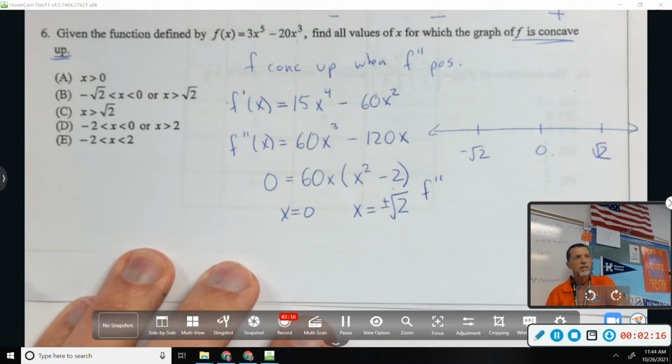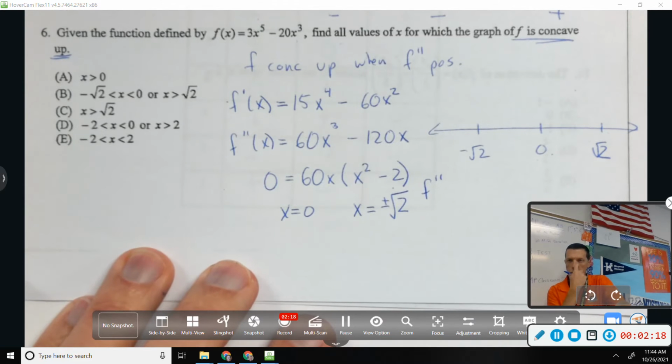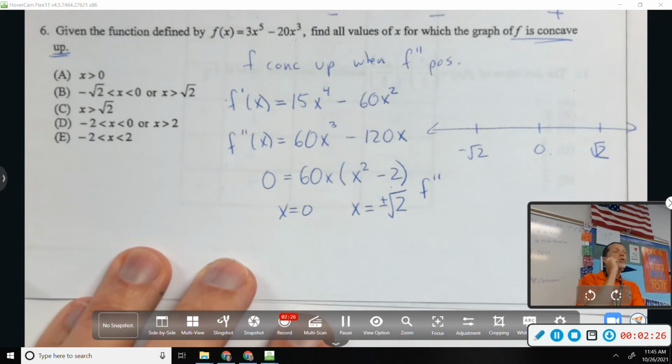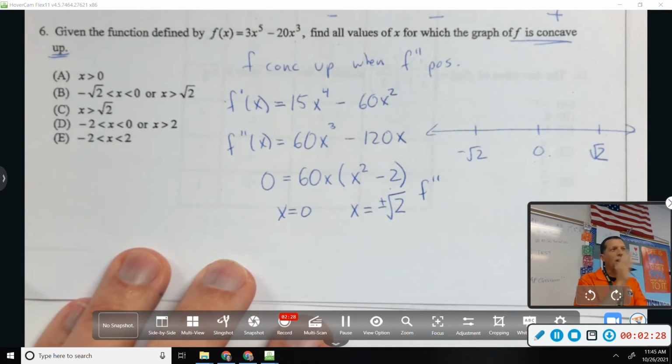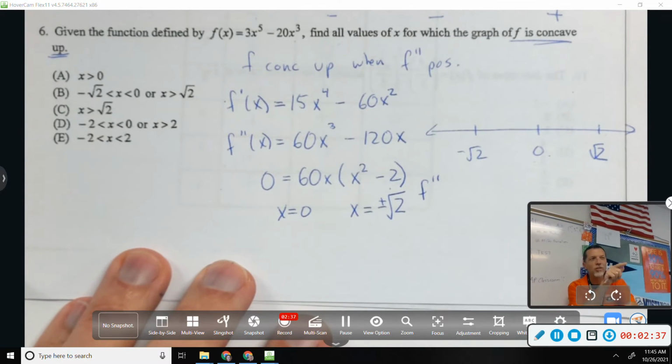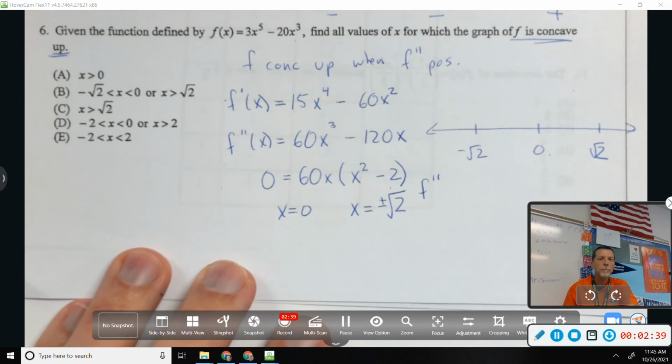So why would you use the second derivative test when you want max and mins? Like, why wouldn't you just use the first derivative? Well, you could, depending on the problem, you might be able to only use the first derivative test. Hold that thought. I will make up a problem where that forces you to use the second derivative test. I think.